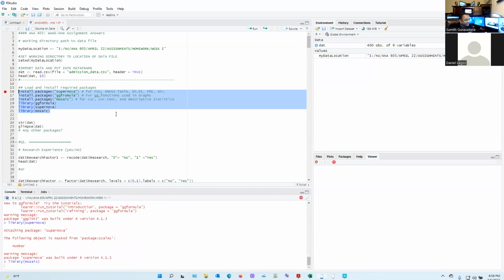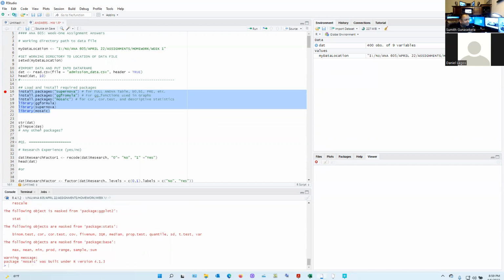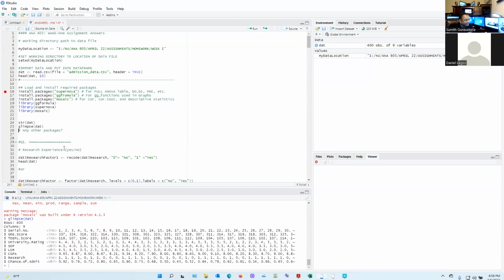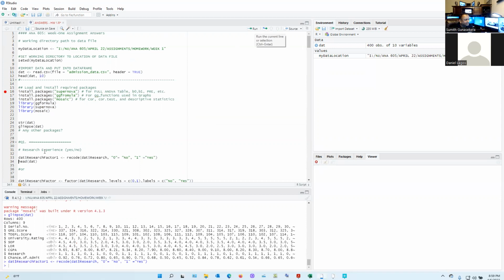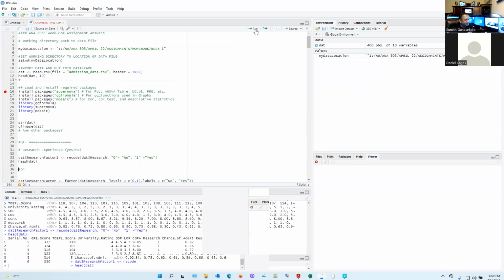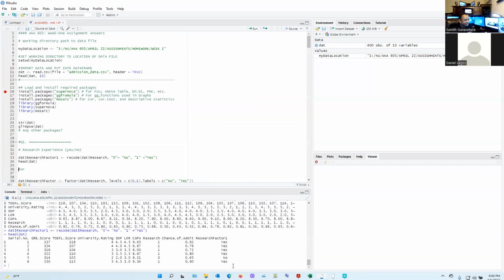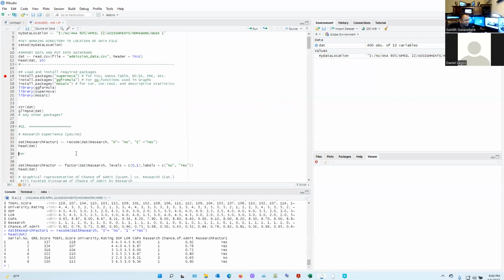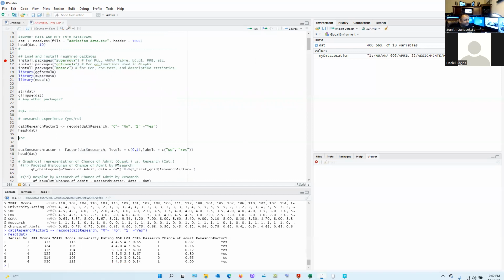One more library, mosaic. Yeah, good. Okay, str, that's the same thing. Okay, let's look at the recode. And go to data. See, now yes, I call that one research factor 1. You can do either this way or this way, using recode or factor. We use the factor, see, research factor. I'm going to call that one research factor and put it back into my data frame.